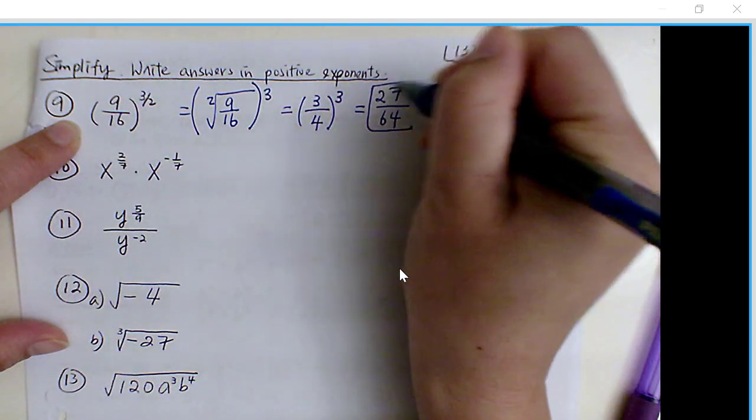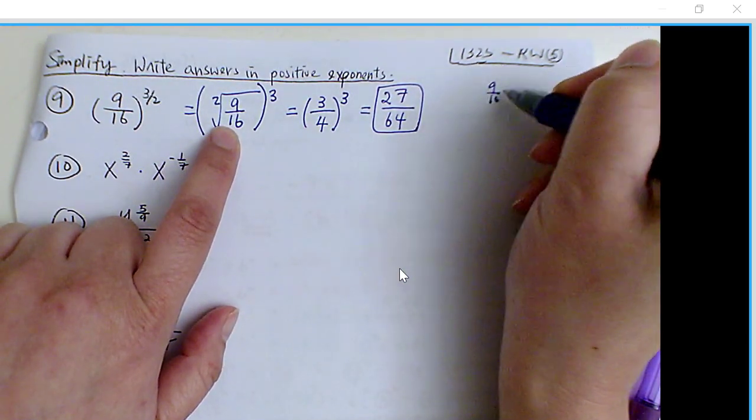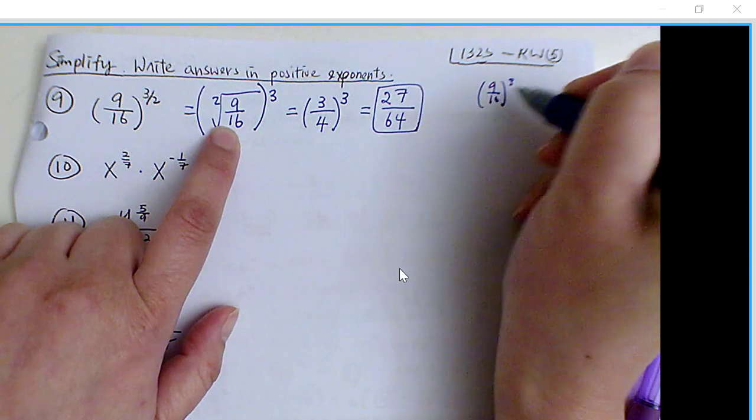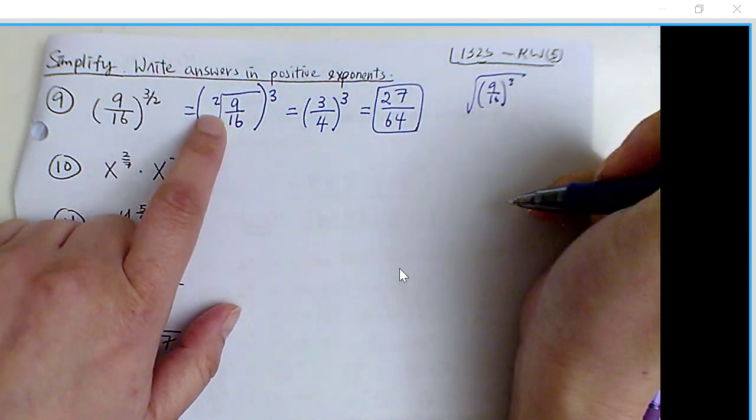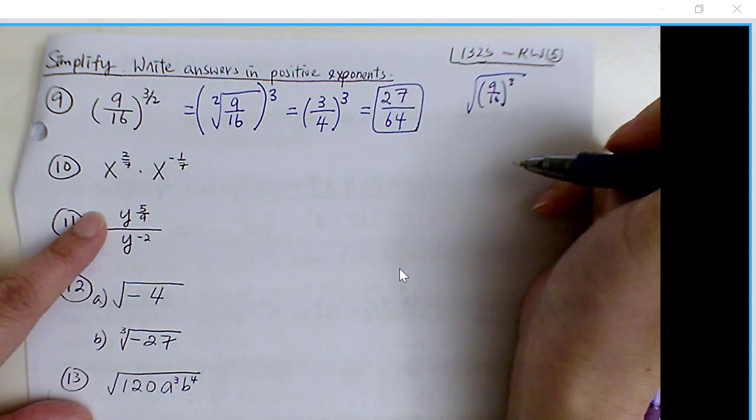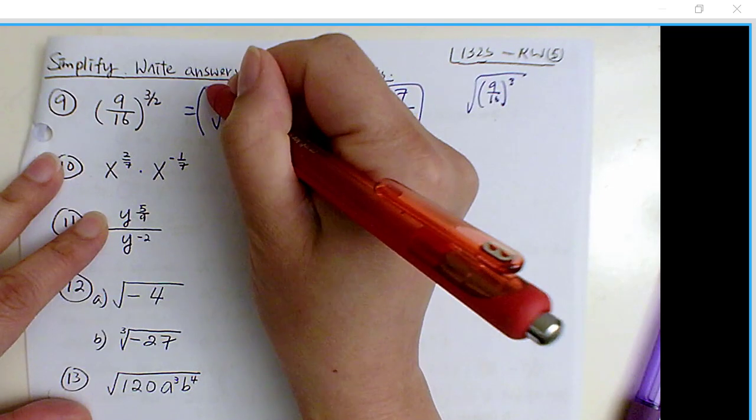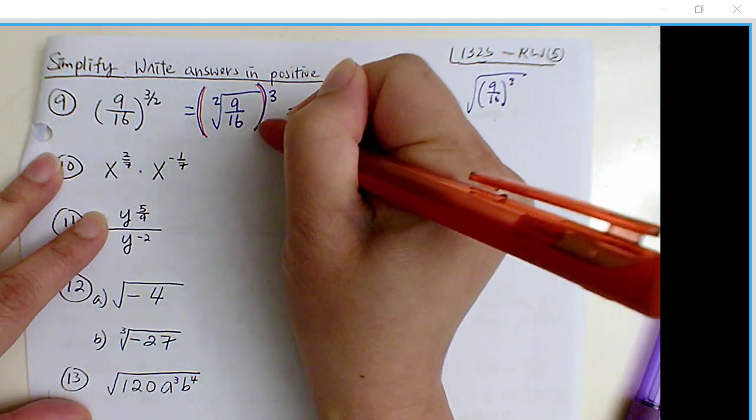Are we okay? So this means you can either do the cube part first and then take the square root, or you can do the square root first and then do the cube. So both of them would be fine. In our situation, it's easier to take the square root and then cube after that.